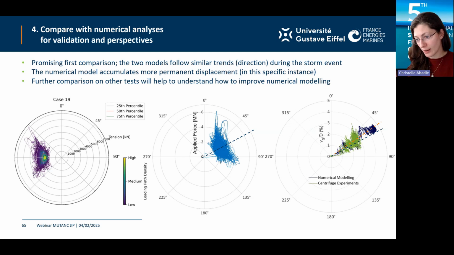So in green, instead of the blue from before, is the experimental centrifuge data. And in dark blue is the results from the numerical analysis. So the numerical analysis is conservative compared to the experimental data that we obtained. That was a choice of calibration that was deliberate from the beginning. But what's really interesting is that we get the same type of behavior. We obtain the same misalignment compared to the principal direction of the load, and we obtain that ratcheting value. So overall, it's a fairly satisfying numerical modeling and a promising first comparison between the numerical model and the experimental data during a storm event that's fairly complicated.